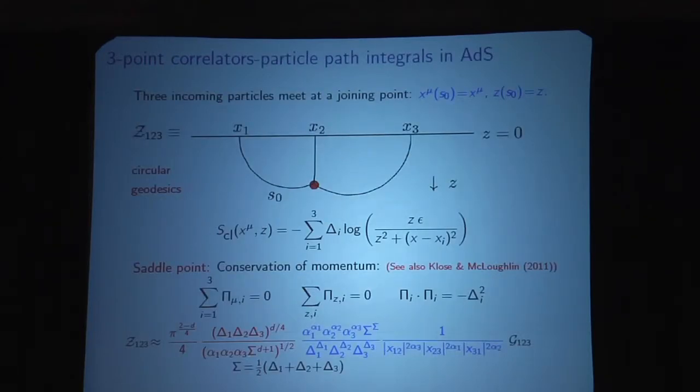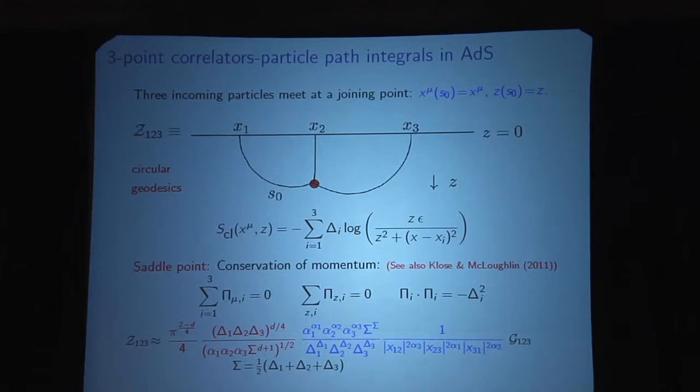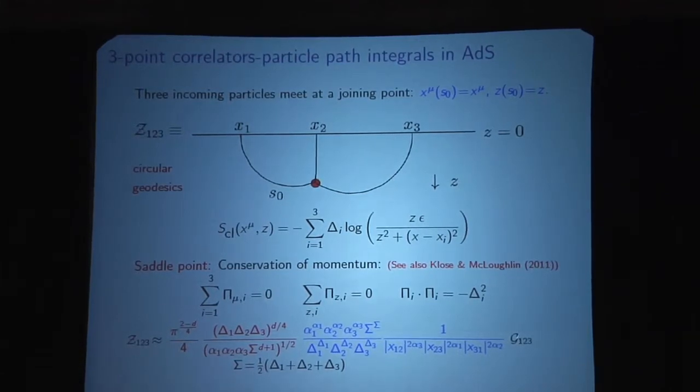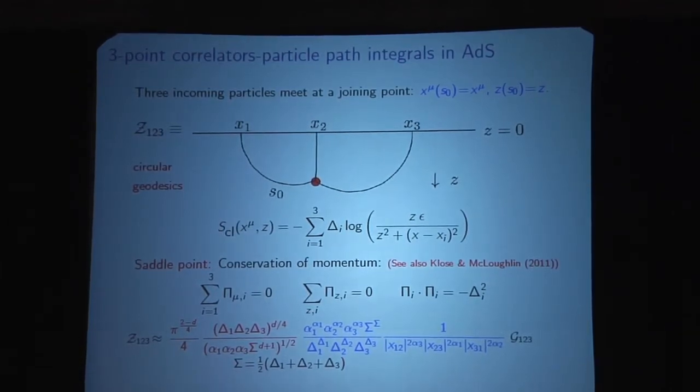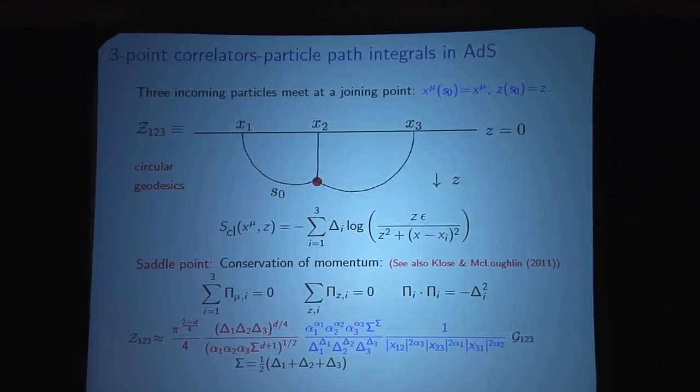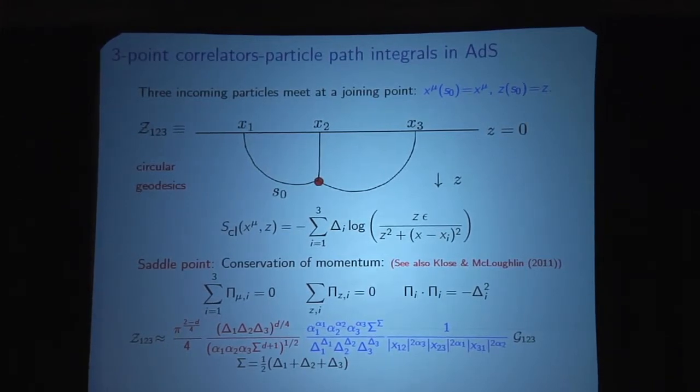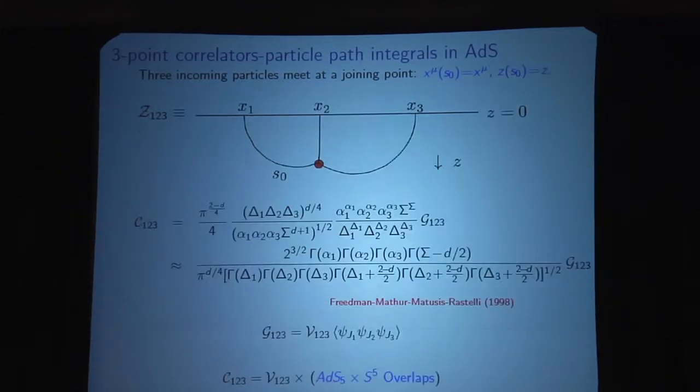This part in red is basically taking into account fluctuations about this saddle point here. And then I have this coupling G123. Okay, so these alphas are the same alphas I had before. These depend on a linear combination of the dimensions. The sigma is the sum of all the dimensions divided by 2.